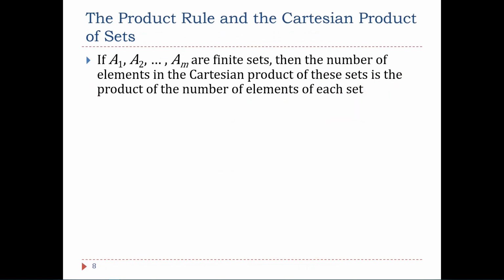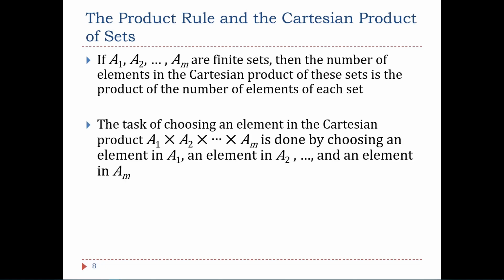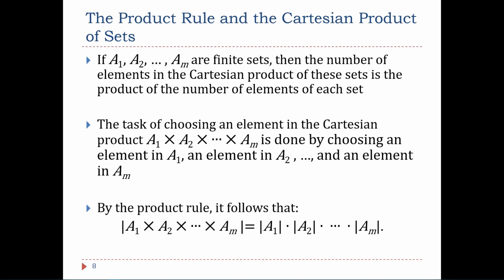One last example about the product rule is the size of the Cartesian product of multiple sets. So we have already discussed this earlier, and we showed you that the size of the Cartesian product is equal to the product of the size of all the elementary sets that are implied in the Cartesian product.